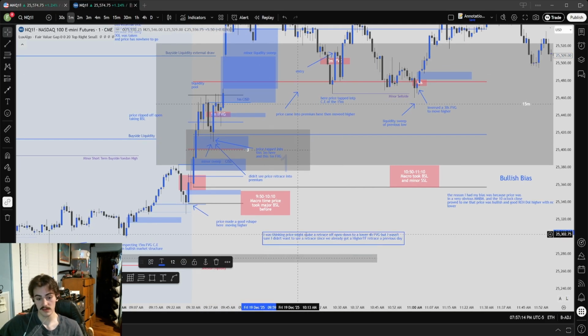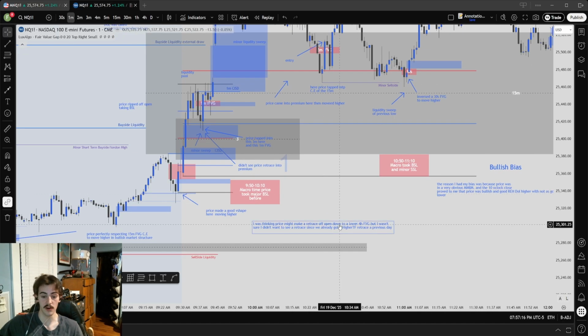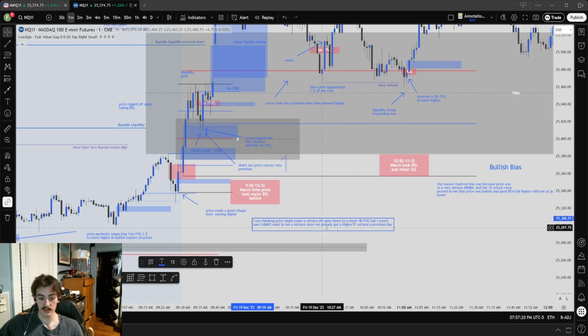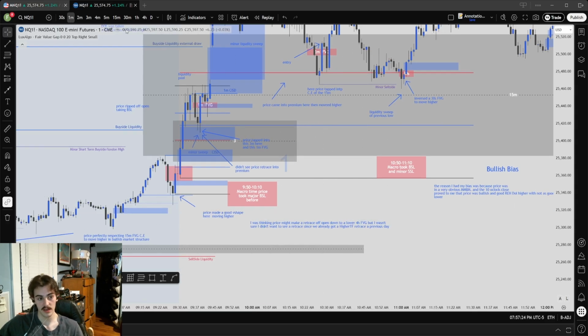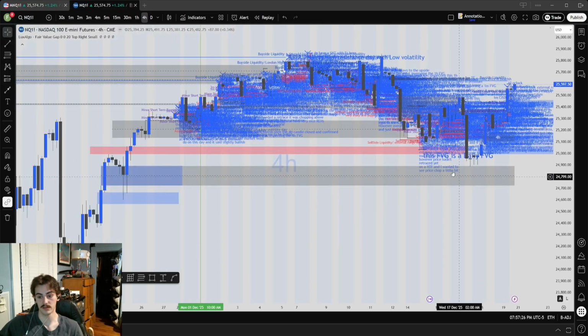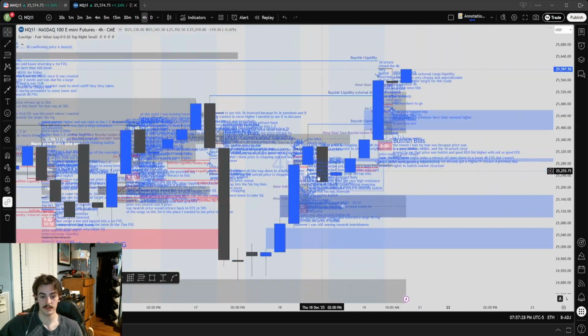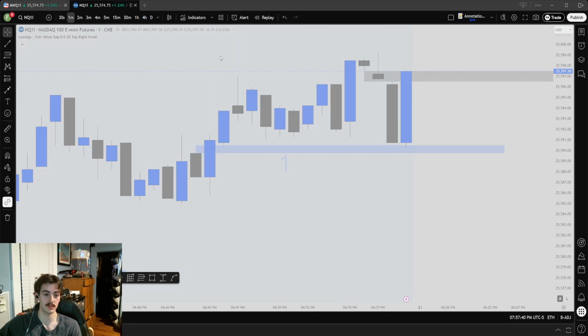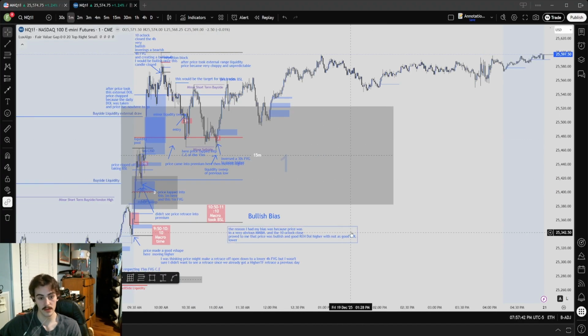Yeah, I wrote here, I was thinking price might want to retrace off open to a lower 4-hour if we were bearish, but I wasn't sure, and I didn't want to see a retrace since we already got a higher time frame retrace on a previous day. And what I'm talking about here is this day right here. This was a retrace. Price perfectly comes up. This is a really nice 2022 model on a higher time frame. Market maker buy with the pullback and then the rips to take external draw on liquidity.